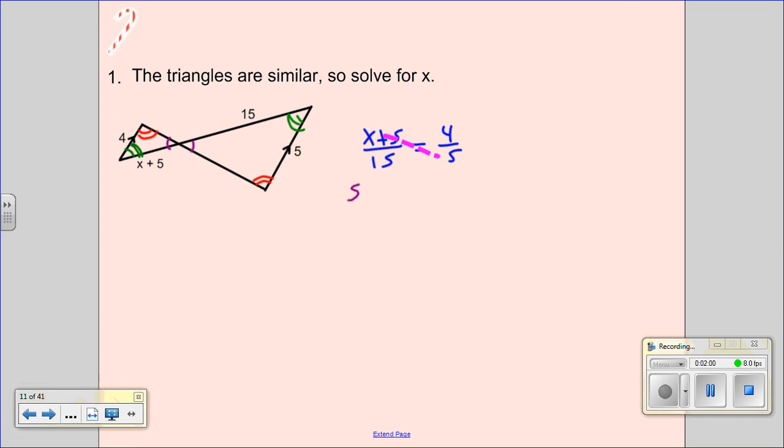So that's going to give you 5 times x plus 5 equals 4 times 15. This would give you 5x plus 25 is equal to 60. Subtract 25 on both sides would give you 5x is equal to 35. And divide both sides by 5, x is equal to 7.